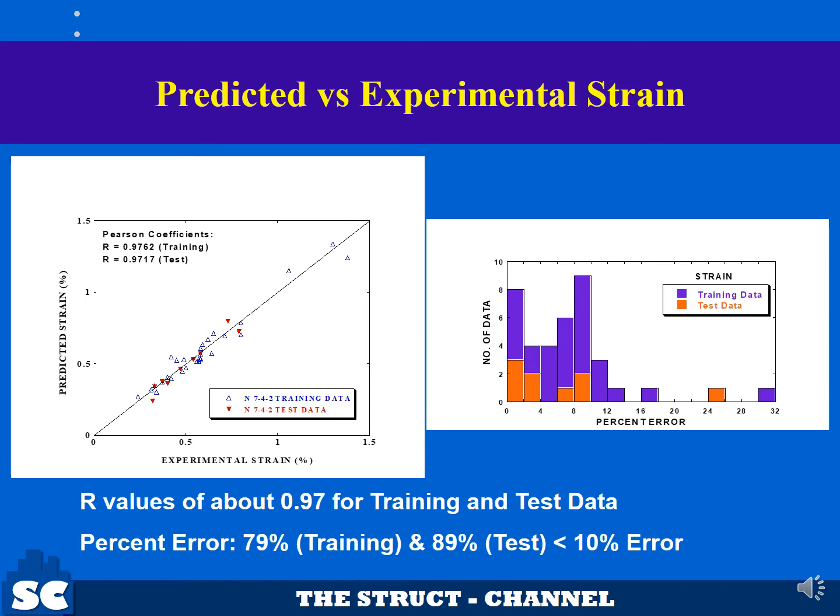Shown in this figure is the correlation between the predicted and experimental strain with R values of about 0.97, and the percent error is less than 10% for 89% of the test data and 79% of the training data.